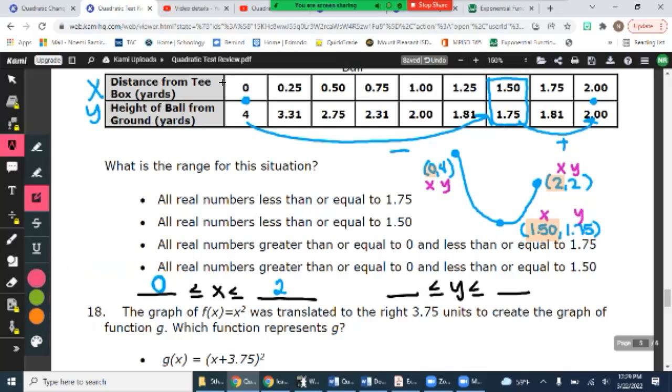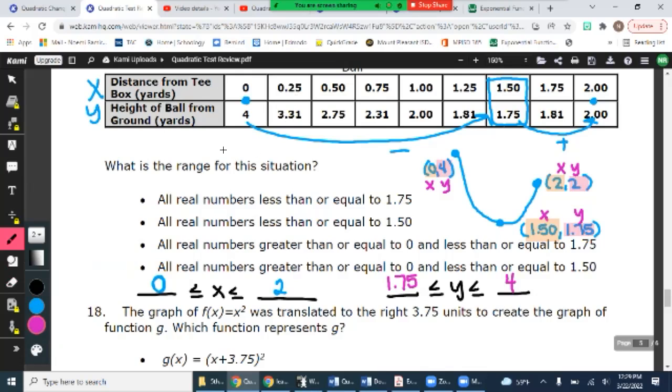Range are your Y values. What is your lowest Y value? 4, 175, or 2? 175. What is your highest Y value? 4, 175, or 2? 4. Minimum to maximum, minimum to maximum.